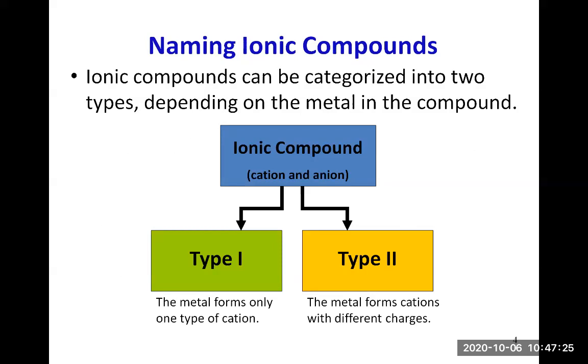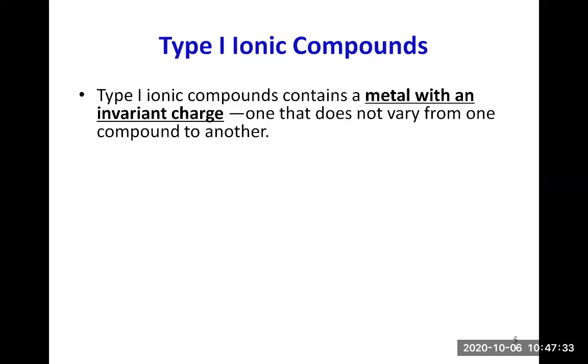The type 1s are metals that have predictable ions. Type 1 ionic compounds contain a metal with an invariant charge. It's a metal that does not vary from one compound to another. It will always make the same type of ion. Those are what we also call predictable ions.